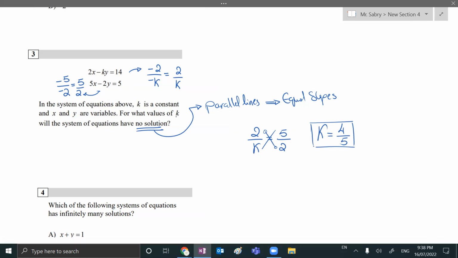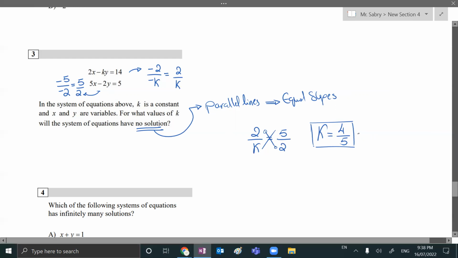4 over 5, they said it's wrong, 0.8, but it's the same thing. Exactly, it is the same thing again. Since I didn't put the option of 0.8 as one of the correct answers, but I'll do it.